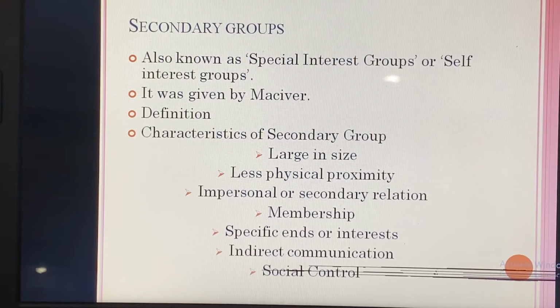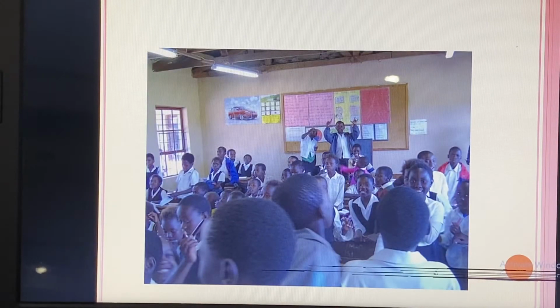The social control in the primary group was informal. The social control in these groups is usually formal. We abide by laws and we follow them. Then you can see there is an example, and basically this is an example of a formal group.